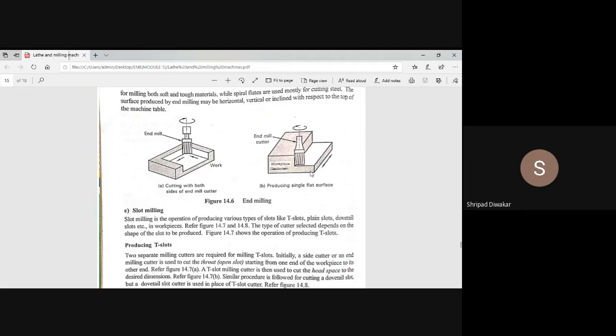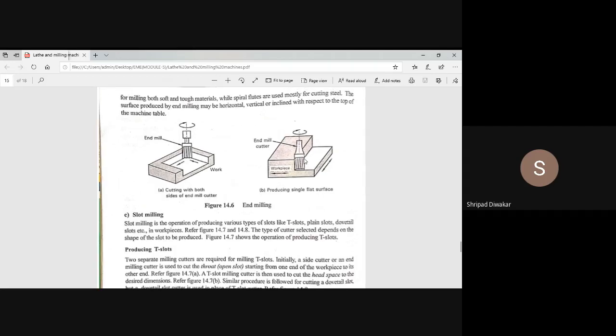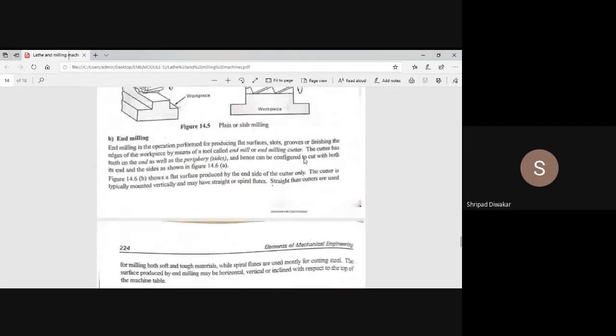Okay, so you can see another diagram producing a single flat surface. You see the cutter. This is called an end milling cutter. It is fixed in the arbor. When we fix the arbor, the arbor rotates and the spindle also rotates. The cutting tool used in the end milling process is called an end mill. In surface milling, the cutter is called a plain milling cutter.